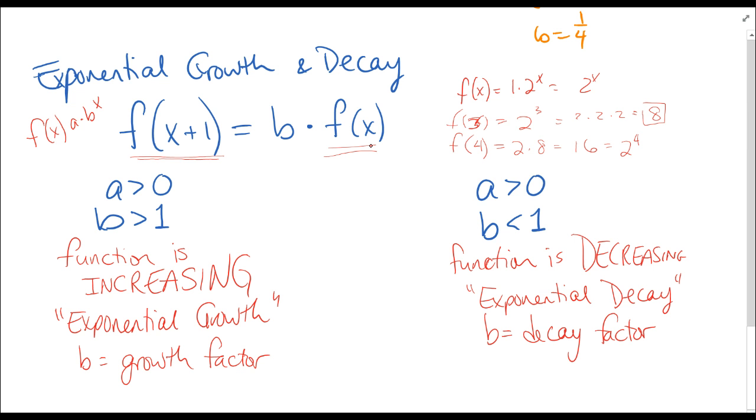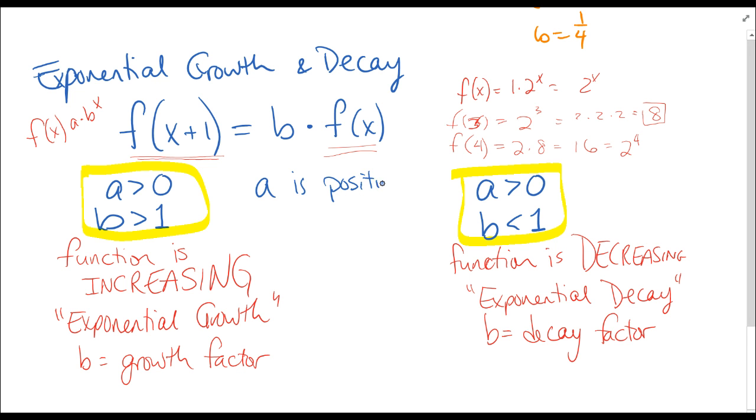Now, here's the big deal. Right here is the real key to understanding exponential growth and decay and how to tell the difference. So this looks like a lot of math. Let's unravel this. A greater than 0. A greater than 0. Oh, so they're both A greater than 0. What does that really mean? It means that A is positive.